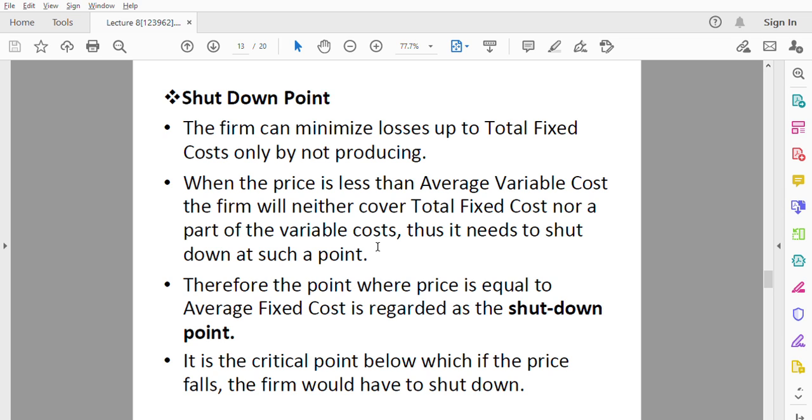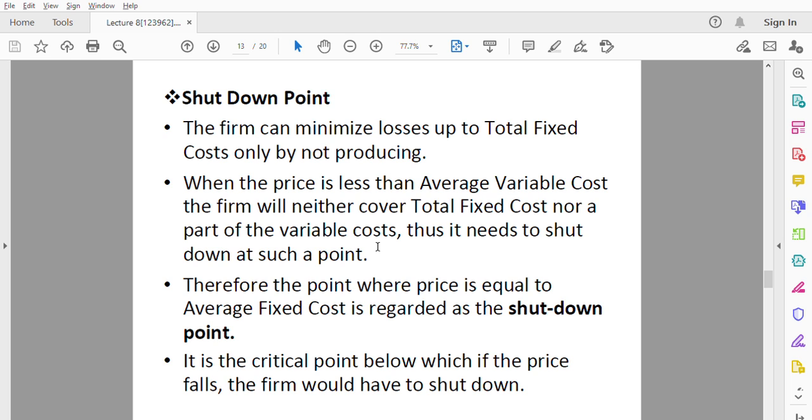If your price is above the average variable cost, it's good news. It means though you are making losses now because the average cost itself is above your price, your average variable cost is below the price. So though you are making losses now, when you keep producing, maybe in the long run you start breaking even.